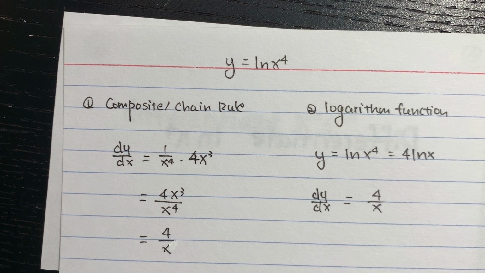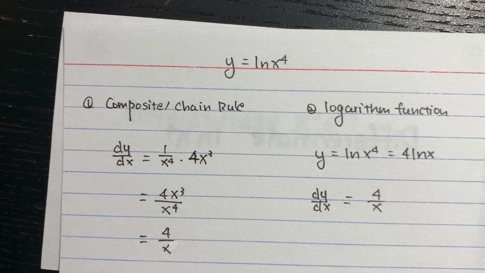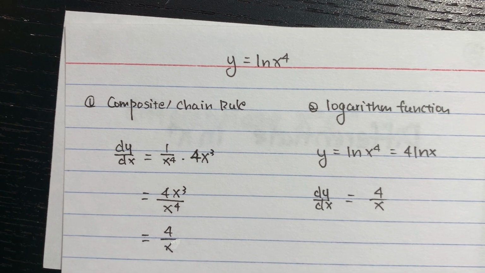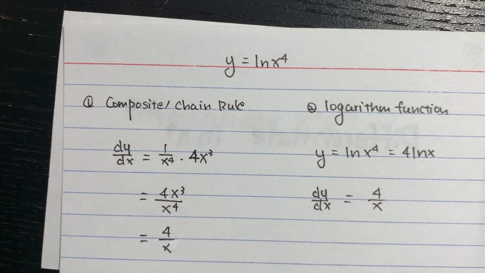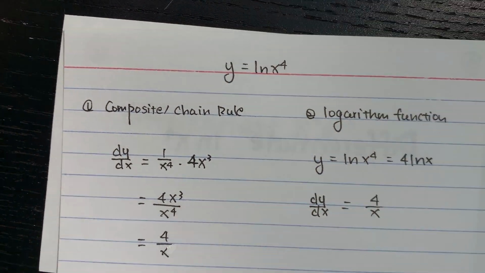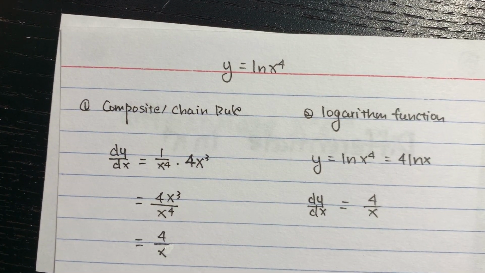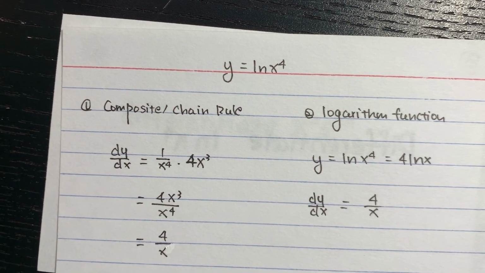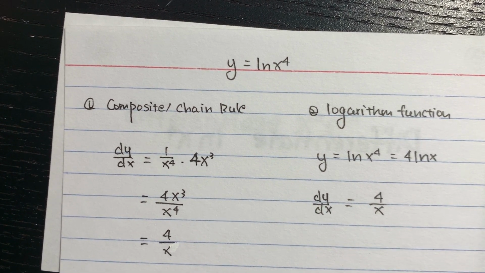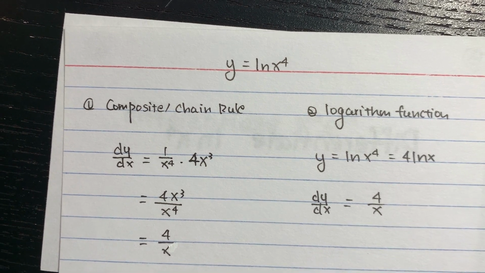Yes, so you can use that way, or you can just use some rules of logarithmic functions. As you know, ln of x to the power of a, that a you can take as a constant and move it to the beginning, so it will become 4 ln x, and in this case you just use the constant rule where you just differentiate ln x and forget about the power and everything. It's more straightforward.